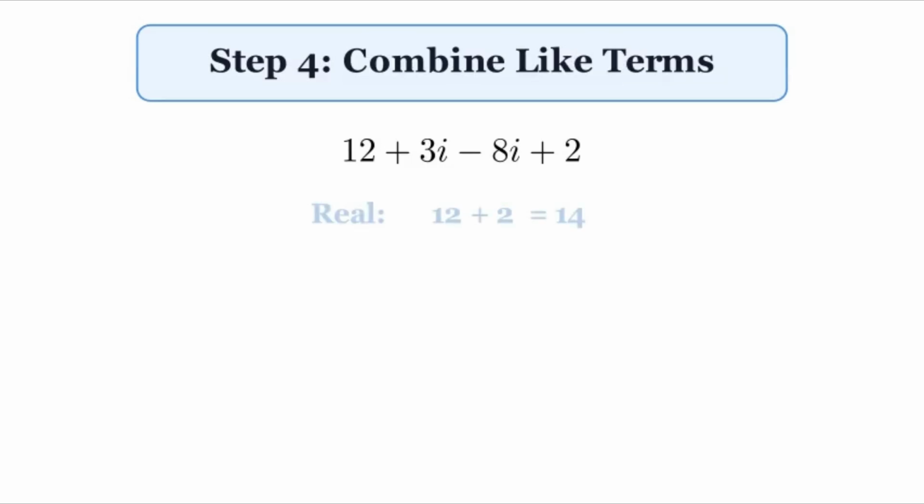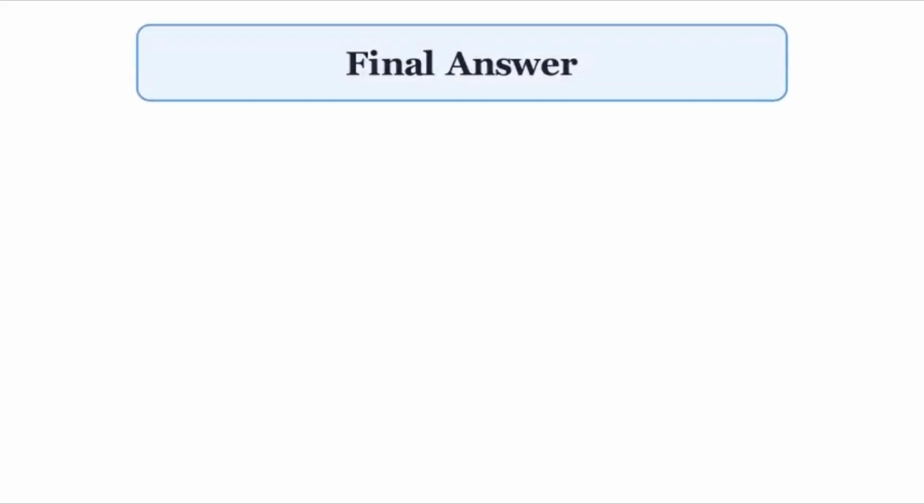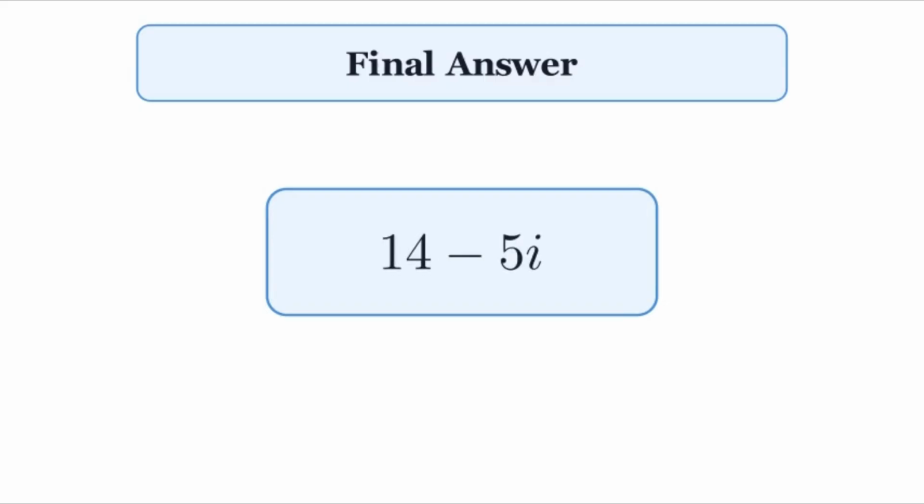Combine the real parts. 12 plus 2 gives us 14. Combine the imaginary parts. 3i minus 8i gives us negative 5i. Our final answer, written in a plus bi form, is 14 minus 5i.